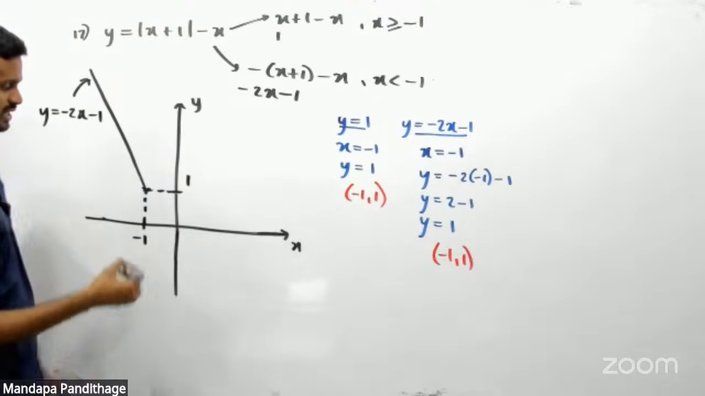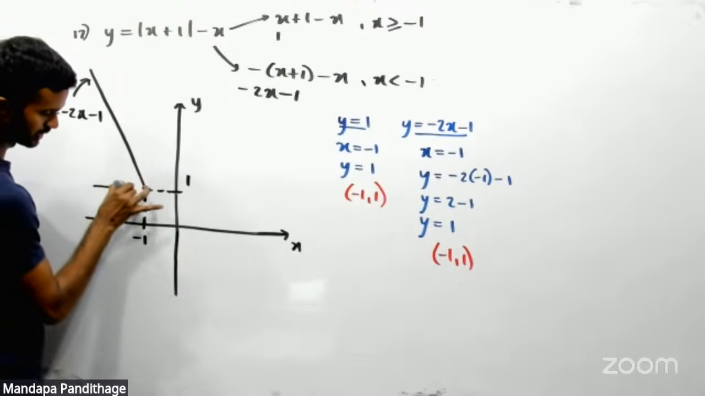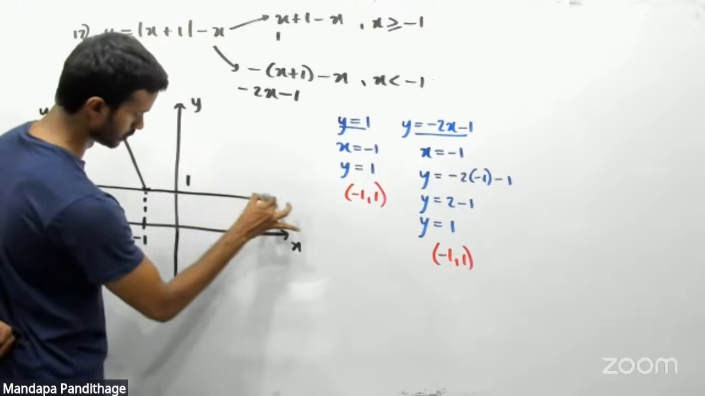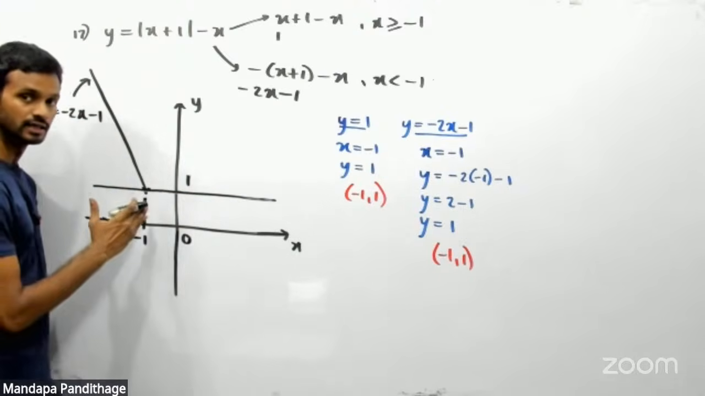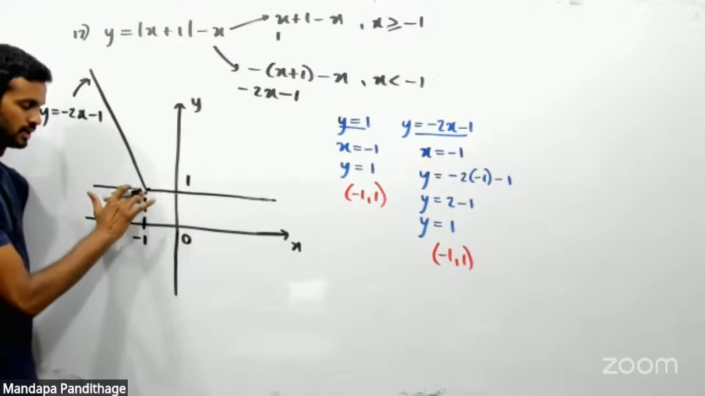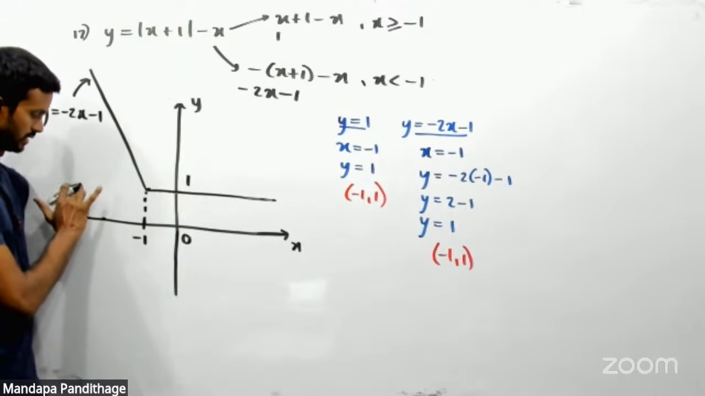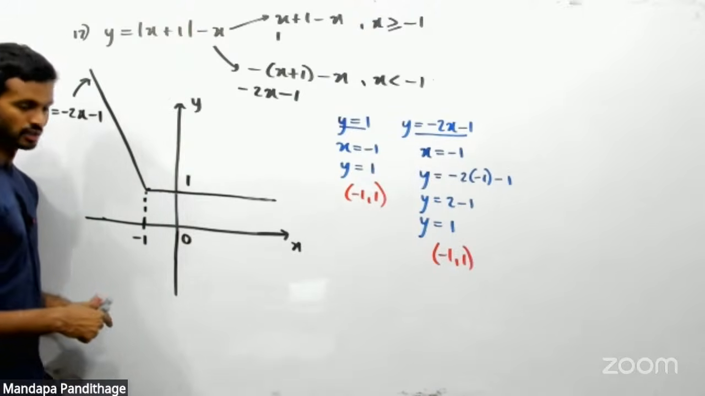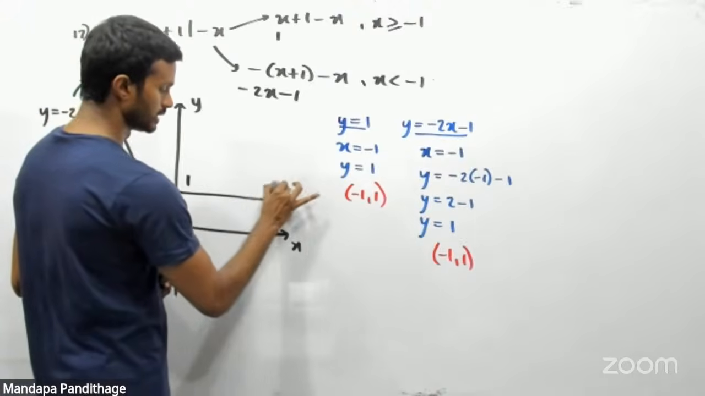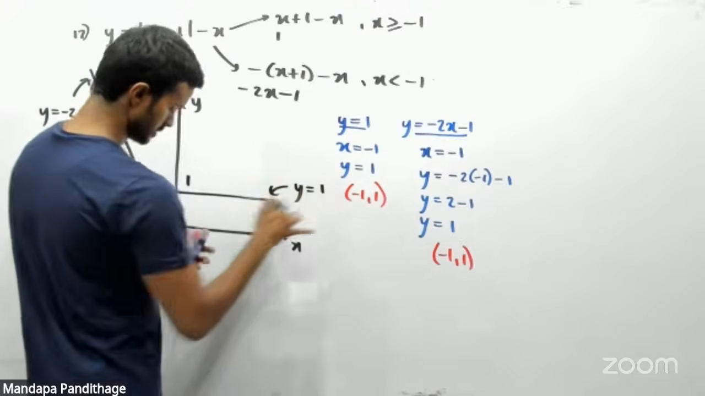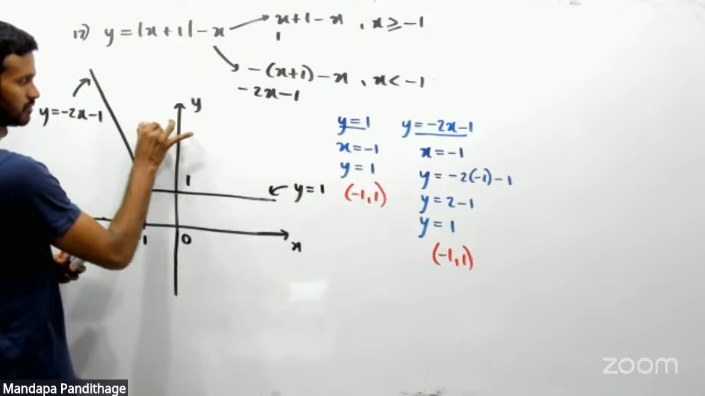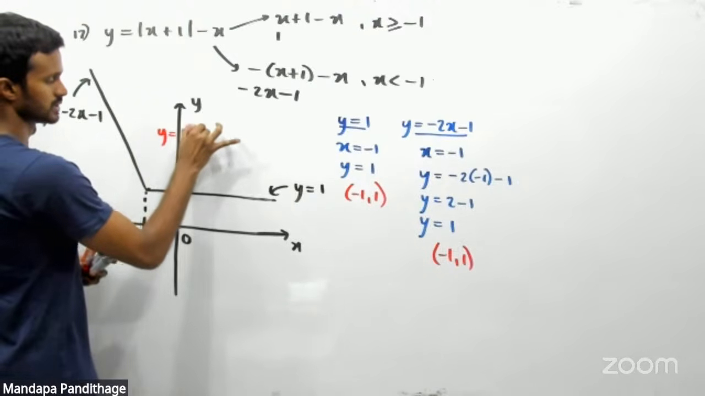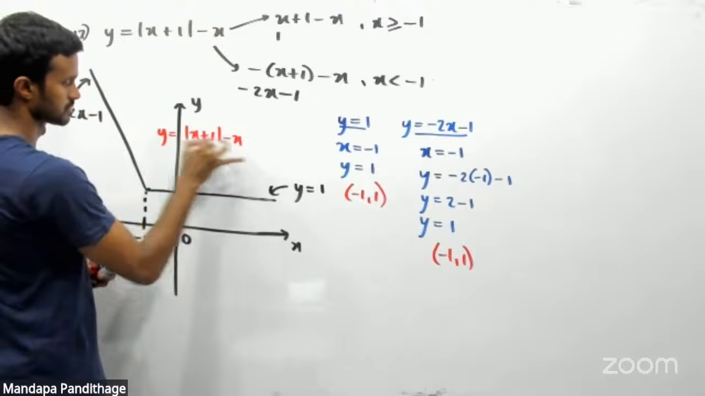So what is y equals 1? It is the horizontal line going through 1, but it is only valid when x is greater than minus 1. This is the straight line y equals 1. So this is the shape of y equals modulus x plus 1 minus x.